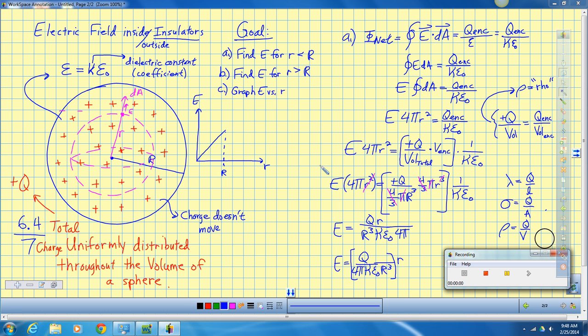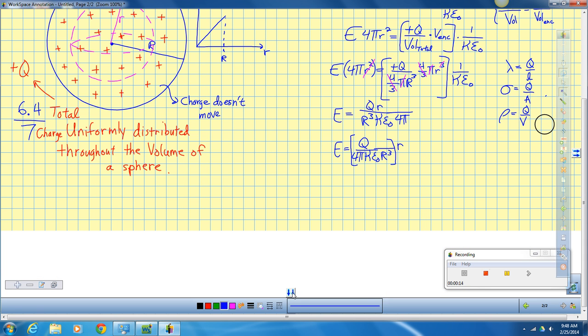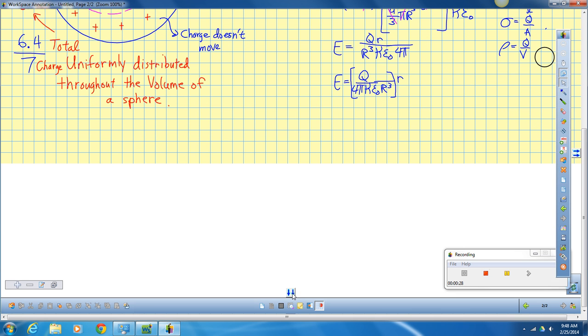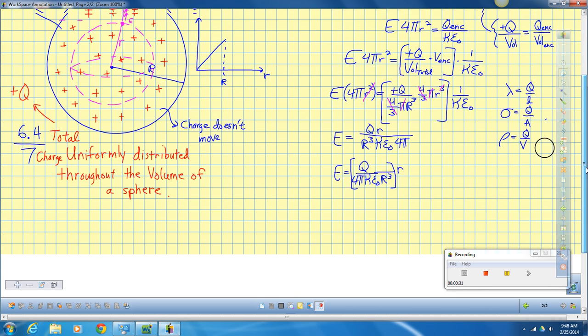Part B, now we want to find E for r greater than R. Okay, so we want to approach this in a very similar way. We're not going to have a whole lot of space. I think I can scroll down a little bit and give myself some more space. Oh, there we go. Okay.